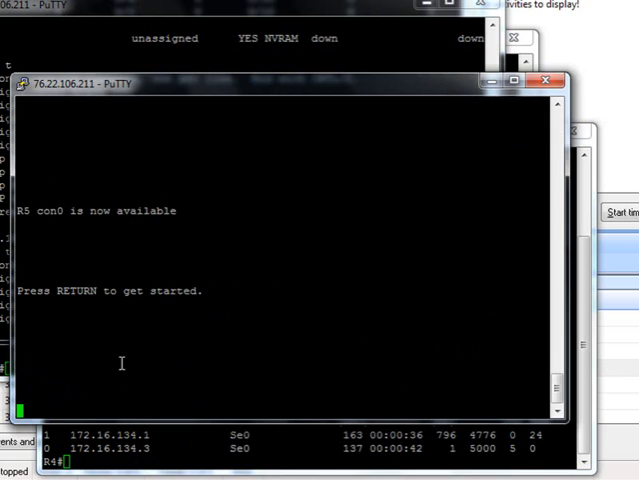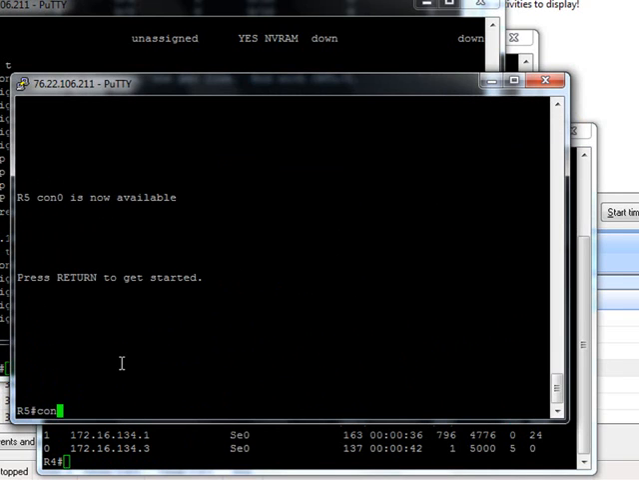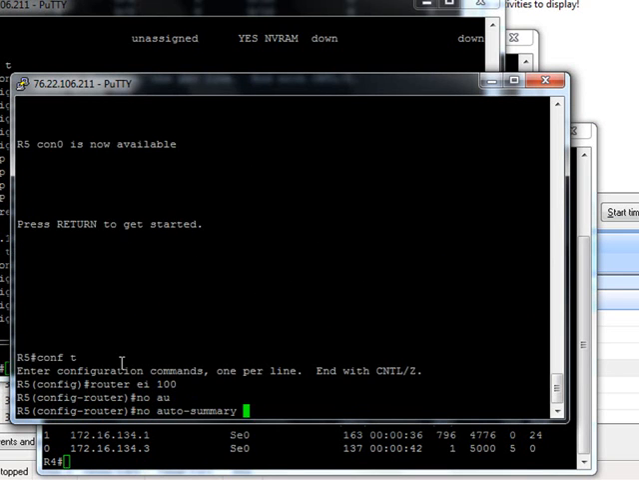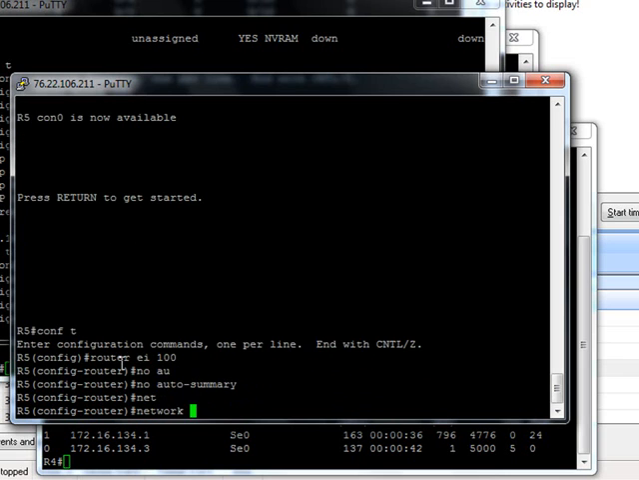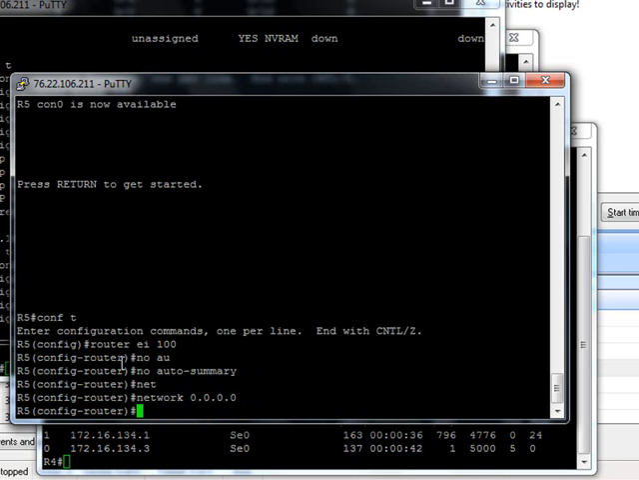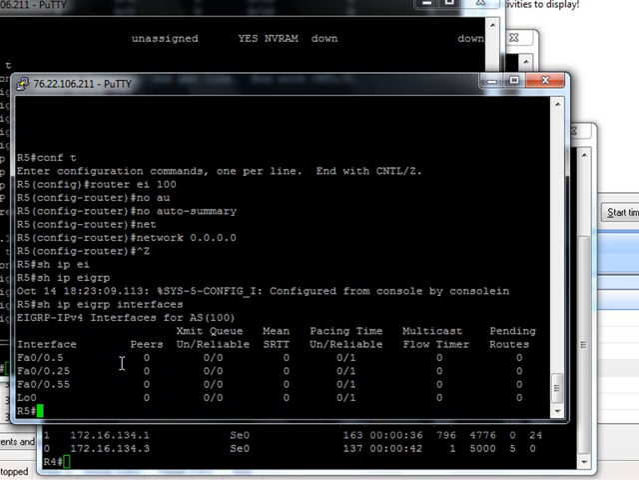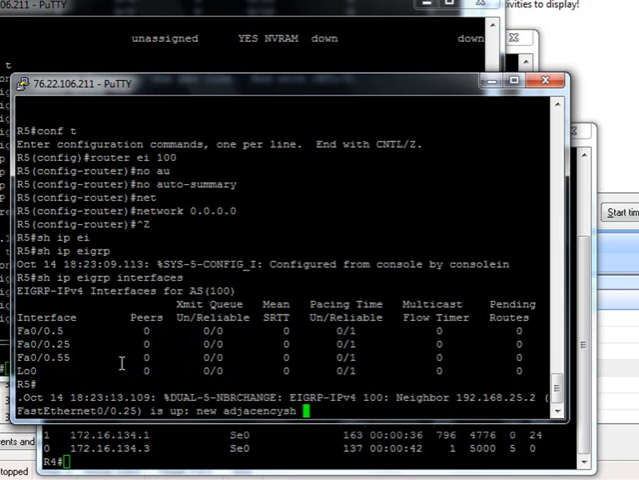And then finally R5, this one will be, again, also very easy. Configure terminal. Router EIGRP 100. No auto-summary. And we'll just use the catch-all on this one too. Show IP EIGRP interfaces. And then show neighbors, and there we go, our neighbor relationship.